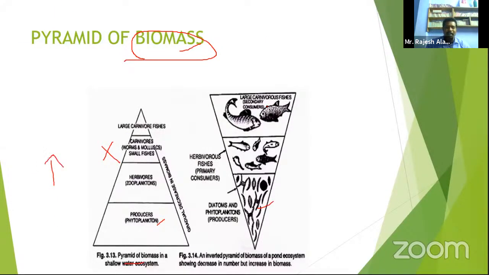it will be upright. Whereas in aquatic ecosystem, see, the producer is algae. If I weigh the algae, the weight is very less. But the algae is being fed by small fishes, and their weight is comparatively higher. Likewise, the weight will be increasing when I'm moving from one trophic level to another in an aquatic ecosystem, and it gets inverted. If I'm taking dry weight as a category, biomass is nothing but the dry weight of an organism. So this method is also wrong.